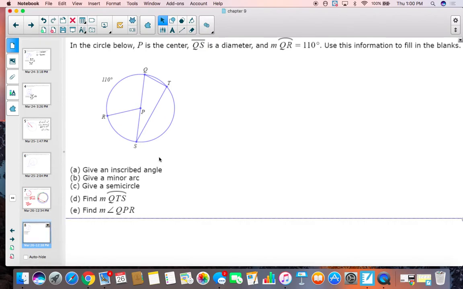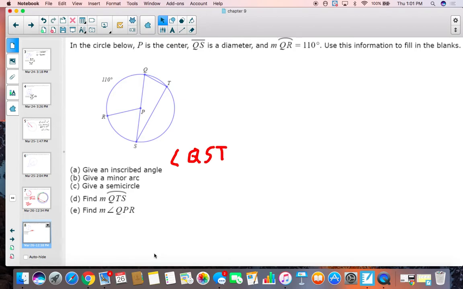Next, give an inscribed angle. Once again, an angle with its vertex on the circle and its sides contained as chords. So we could say that the angle QST is our inscribed angle. Give a minor arc. Once again, a minor arc is an arc degree that is less than 180. So we could say that the arc QR is a minor arc.